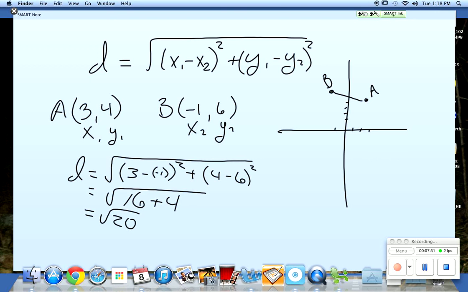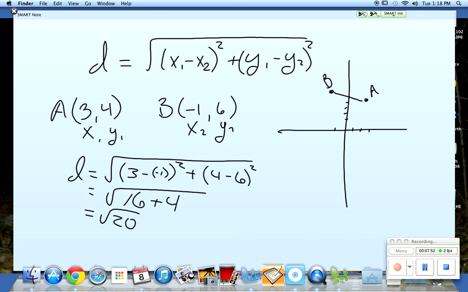Square root of 20. What's the square root of 20? If I had to guesstimate where it was, how do you do it? You could do... Yeah. It's like 4.5. Why would you say 4.5?